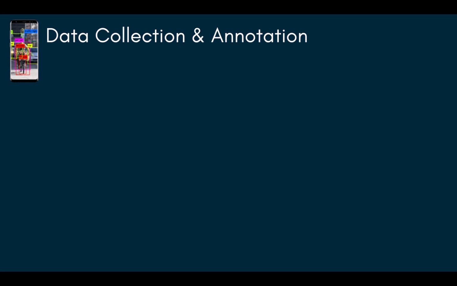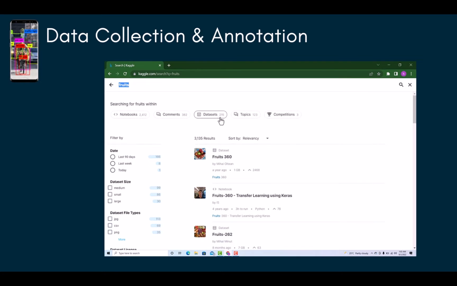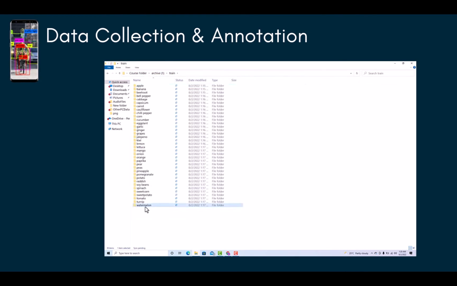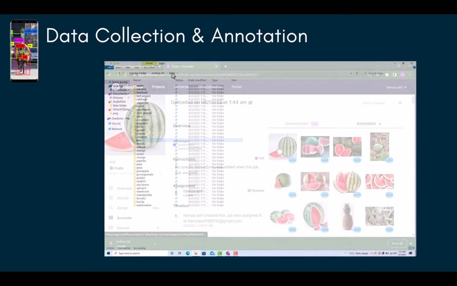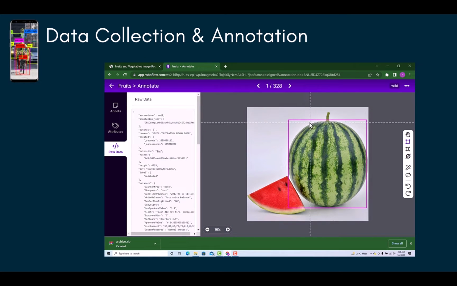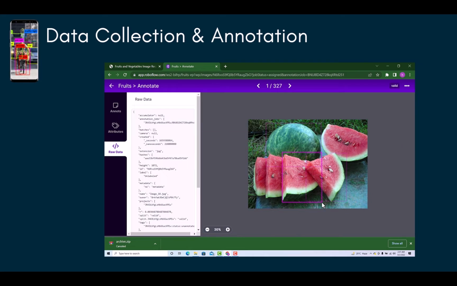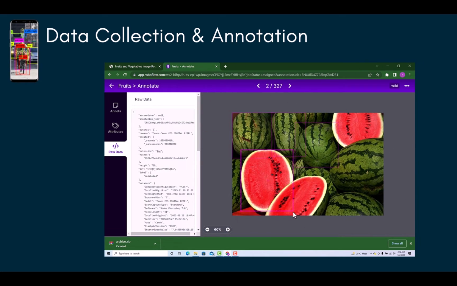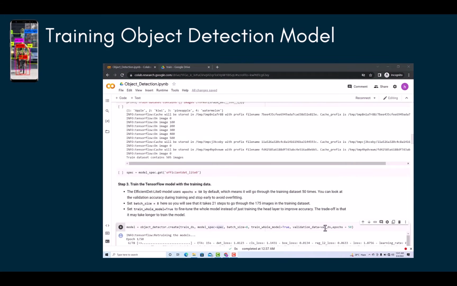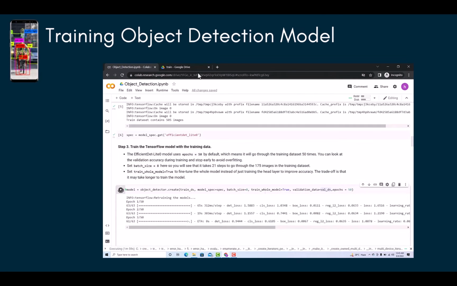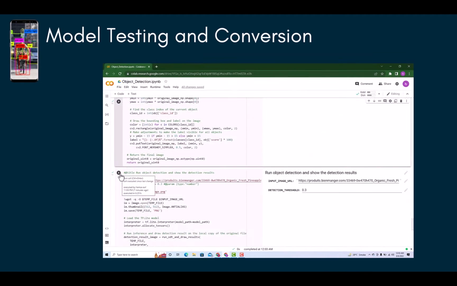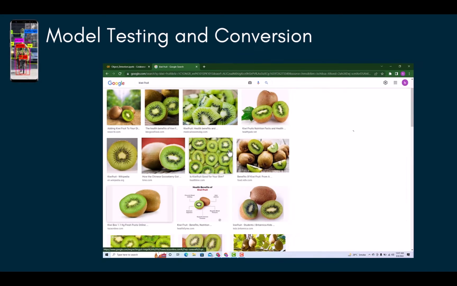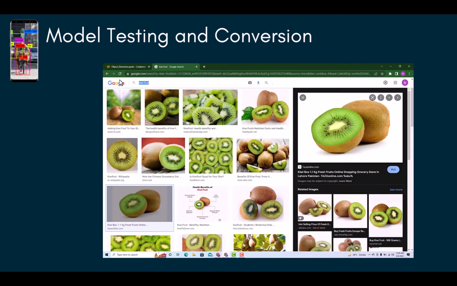The first part is about data collection and annotation. And in this part, we will learn to collect the dataset for training an object detection model. After that, we will learn to annotate that dataset using RoboFlow and other such tools. After that, we will learn to train our object detection model using the dataset we collected and annotated. After training the model, we will test it to check the model performance and accuracy.